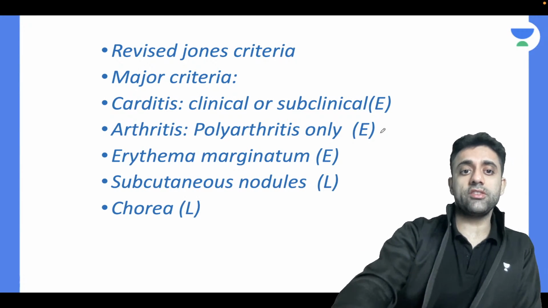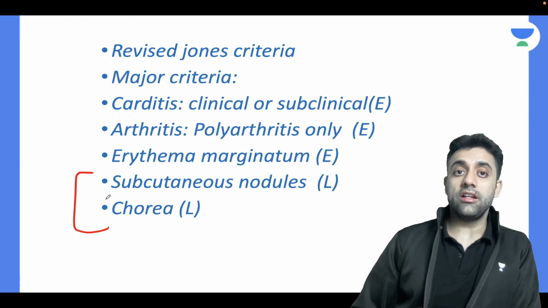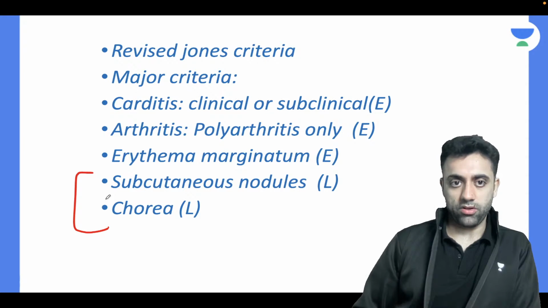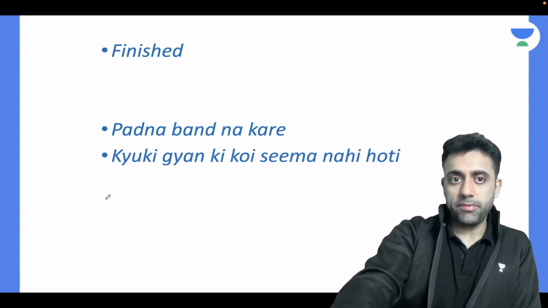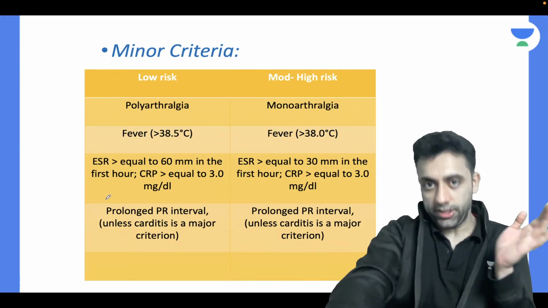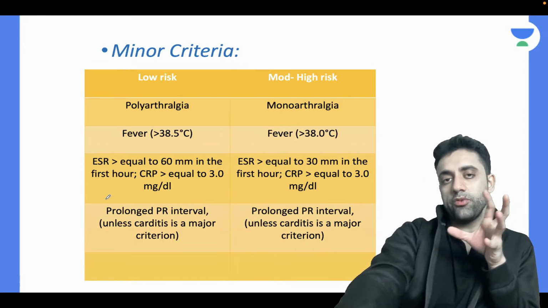Whereas subcutaneous nodules and chorea are the late manifestations. They are the late manifestations that you should remember. Okay, and let's move further. After finishing this major and minor criteria, we need to continue from there. So now we have to continue the further segment of acute rheumatic fever.